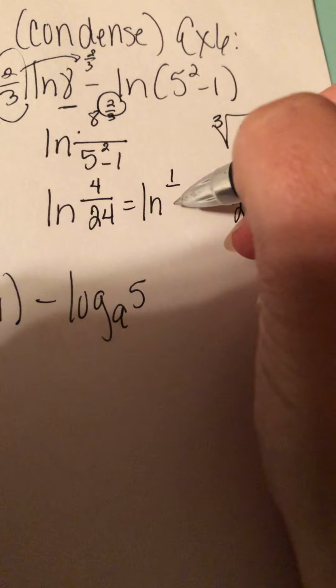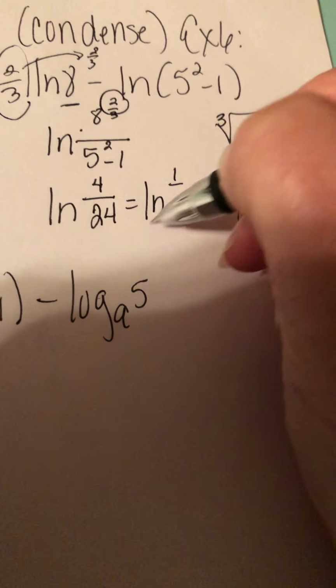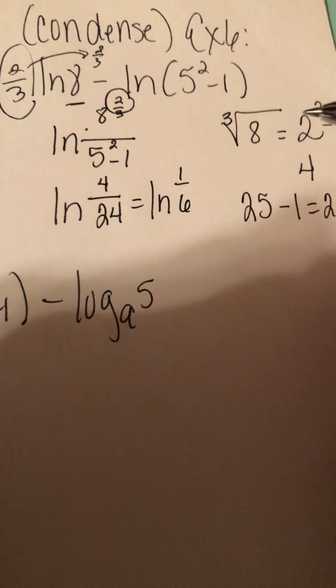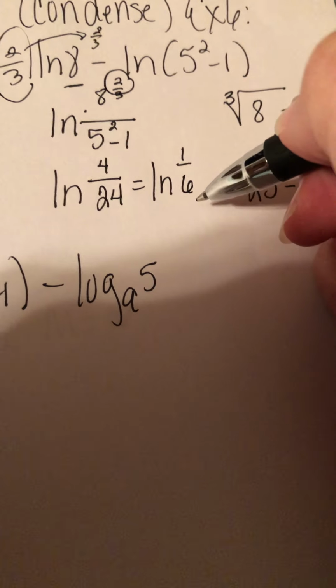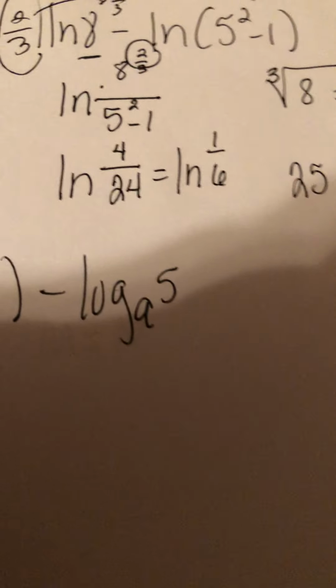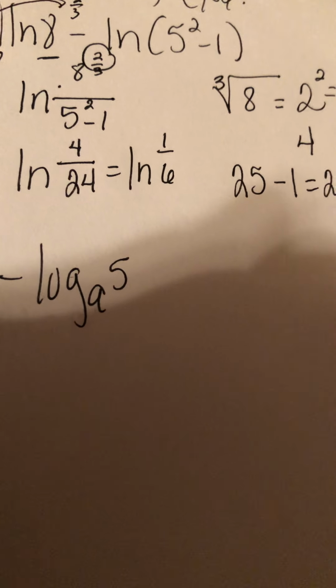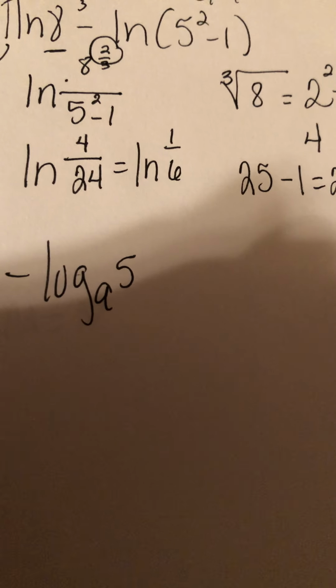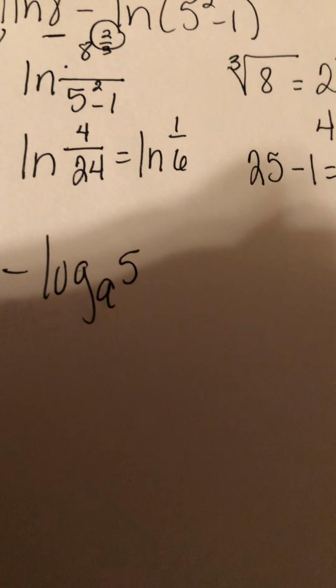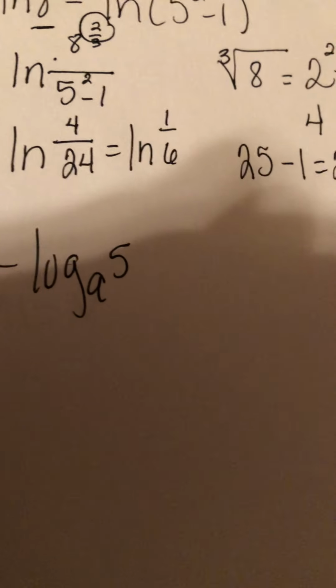Well, being good math students, we're going to reduce 4/24. 4 into 4, 4 into 24. That gives me the natural log of 1/6. And that looks pretty condensed to me. But as I think about it, we learned a property earlier that said when we take the natural log or the log of 1, it equals 0. Okay, do y'all remember that property?